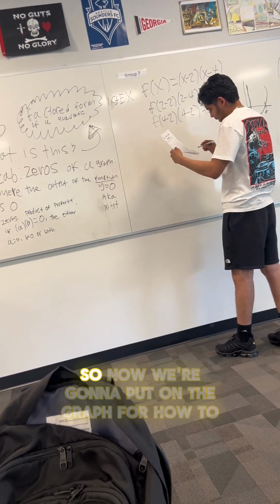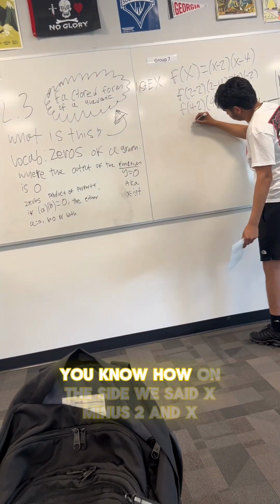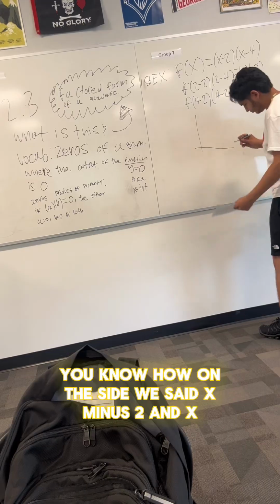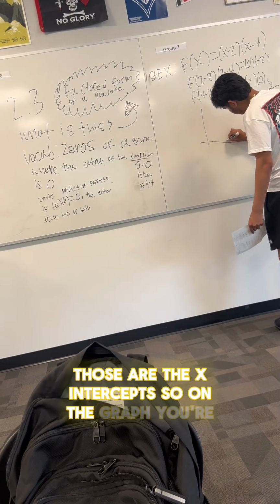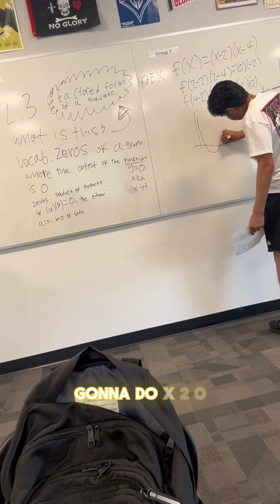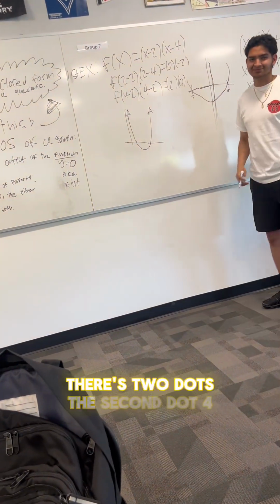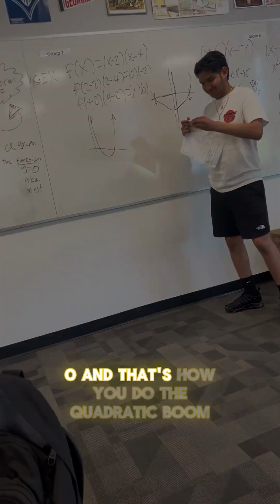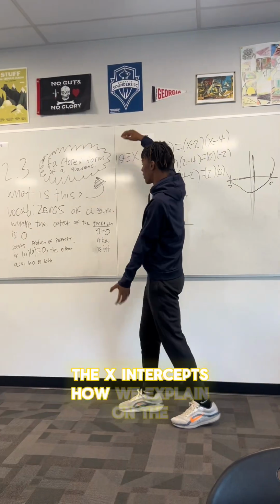So now we're going to put it on the graph. For how to put it on the graph, we said x minus 2 and x minus 4; those are the x-intercepts. So on the graph you're going to do 2, 0. There's 2 dots. The second dot is 4, 0. Boom, the x-intercepts. And that's how you do the factored form of a quadratic.